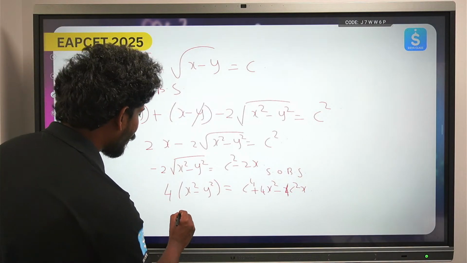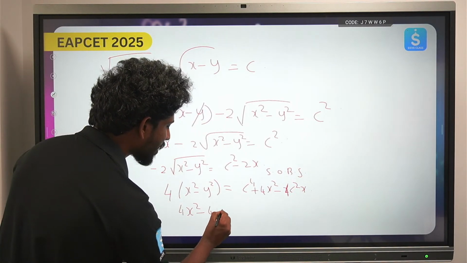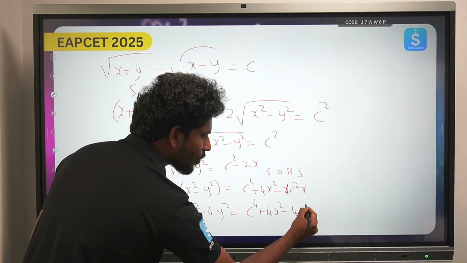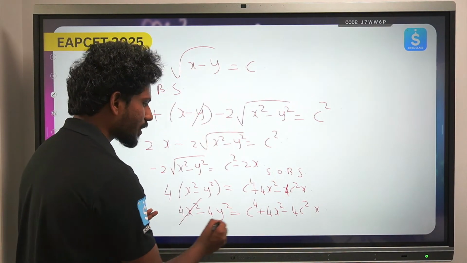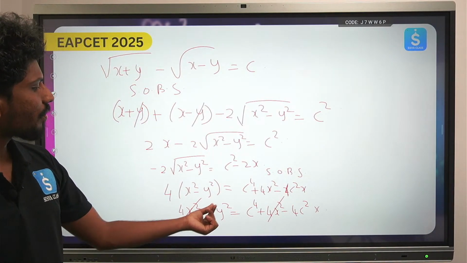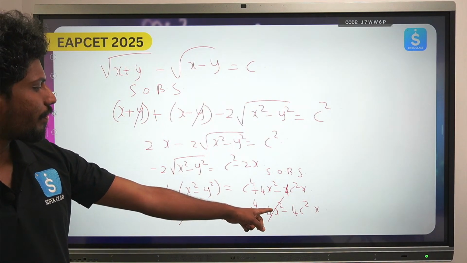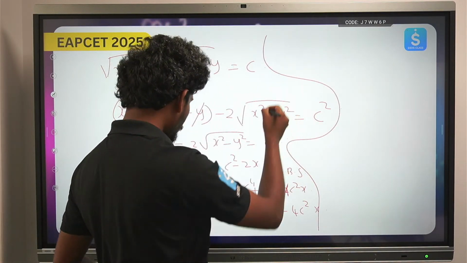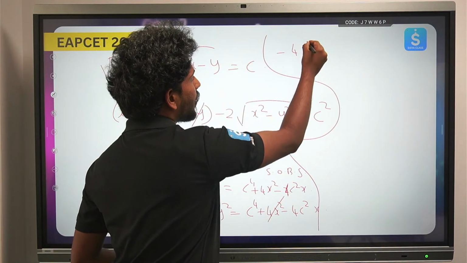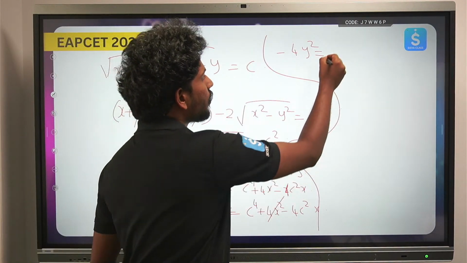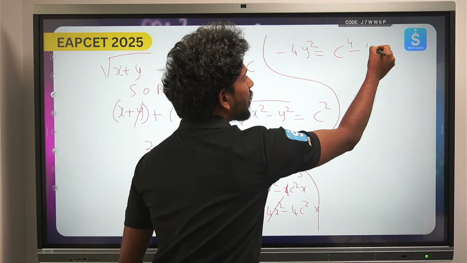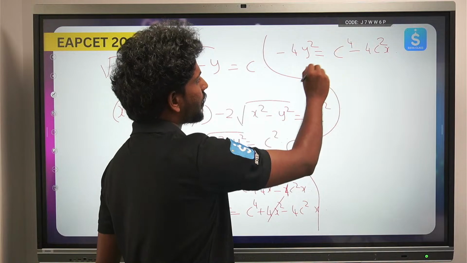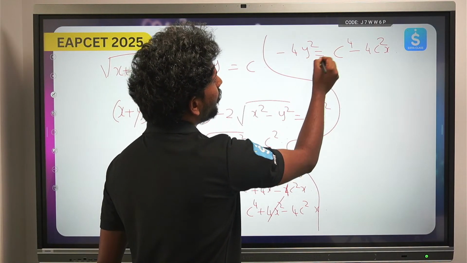So here I got 4x square minus 4y square is equals to c power 4 plus 4x square minus 4c square x. So can I cancel 4x square? So now I have minus 4y square is equals to c power 4 minus 4c square x. So finally I have this value, that is minus 4y square is equals to c power 4 minus 4c square x. So now you do what? You take the negative sign on both sides, or else you can directly differentiate this. But still we will try to do this.